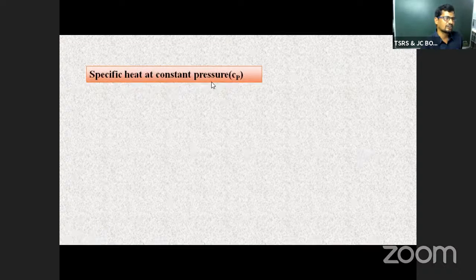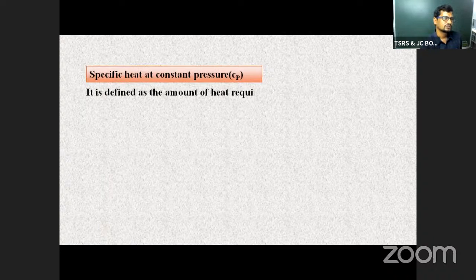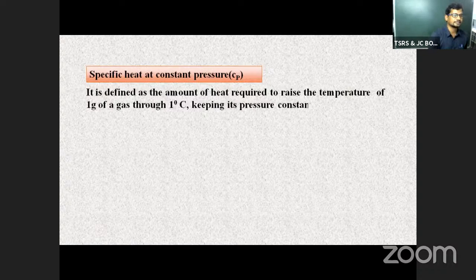Next, specific heat at constant pressure means we have to raise the temperature 1 degree centigrade at constant pressure. To raise the temperature, we have to give some heat. That heat is known as specific heat at constant pressure. It is defined as the amount of heat required to raise the temperature of 1 gram of gas through 1 degree centigrade, keeping its pressure constant. For that, we have to give a certain amount of heat. That heat is known as specific heat at constant pressure.